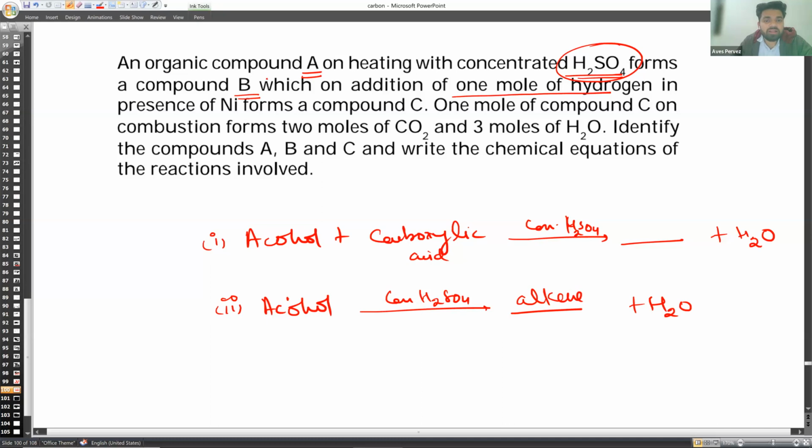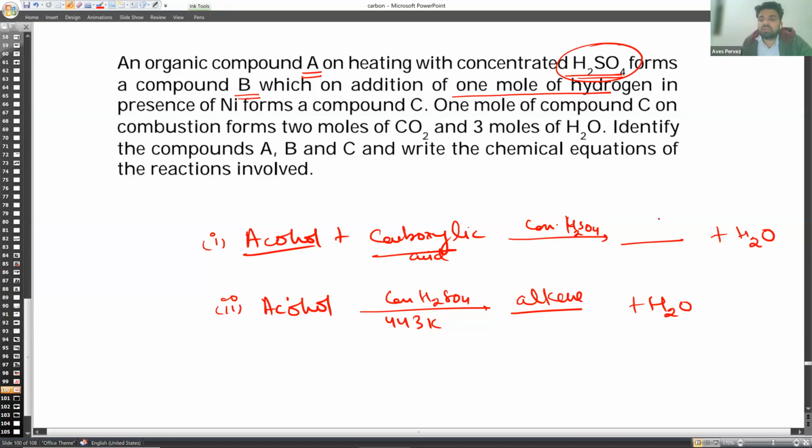Here it is saying an organic compound A on heating. You know that we give a temperature of 443 Kelvin to it. We don't heat this one. And it is only saying that on a compound. It is saying only compound A. And moreover, it is saying that it forms a compound B, which on addition of 1 mole of hydrogen.